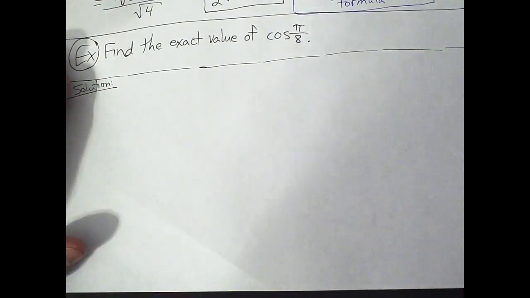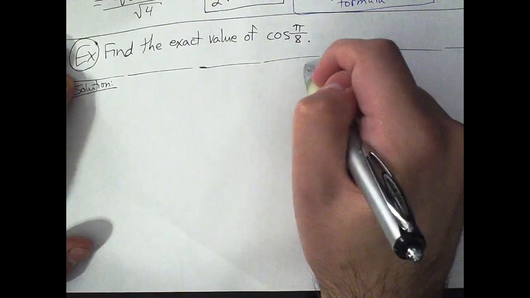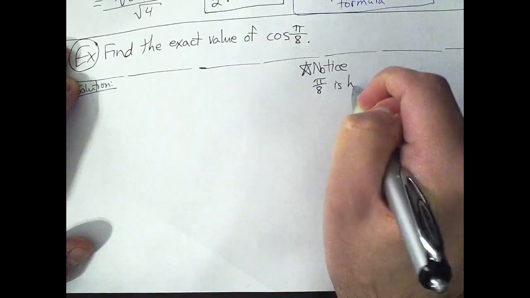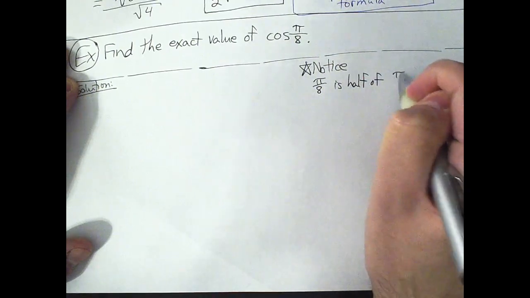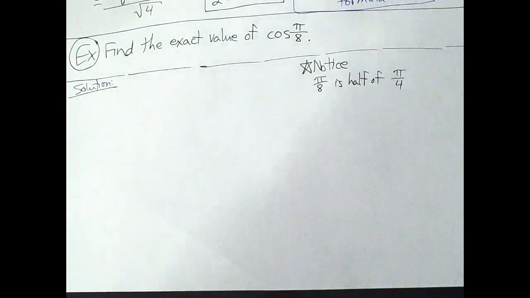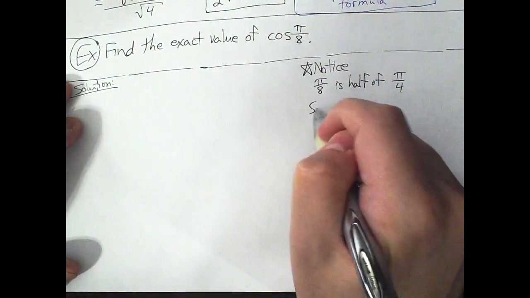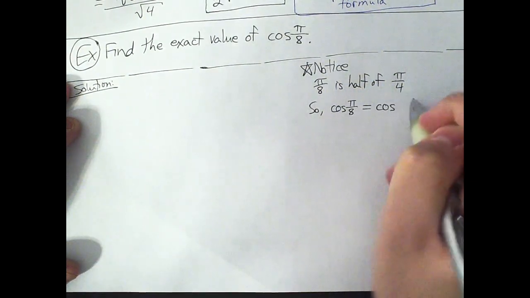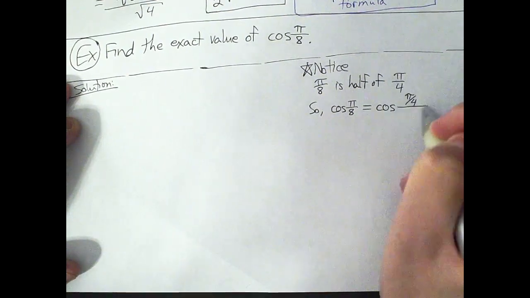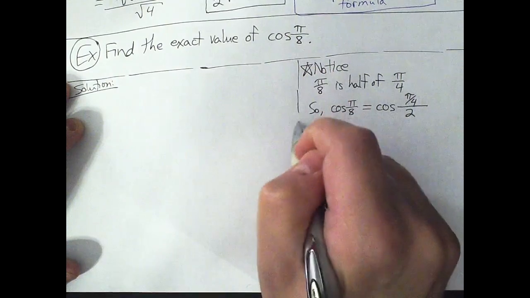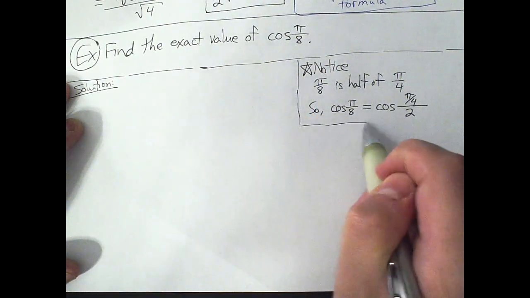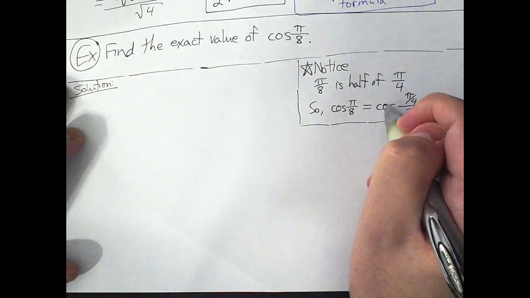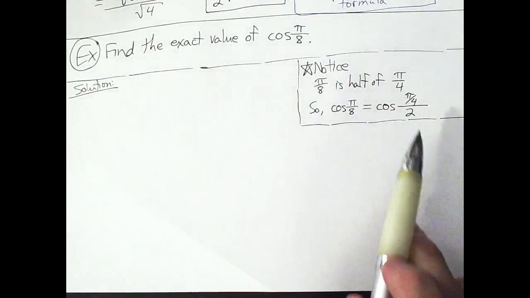All right, so should we write something off to the side? Is there something we notice about pi over 8? Yeah, I think so. Notice pi over 8 is half of pi over 4. And pi over 4 is one of the common angles that we know how to work with. So cosine of pi over 8 is cosine of, you could say, pi over 4 over 2. The identities that we've been saying in this section work whether the problem is in degrees or radians. Either way is fine. So we could do this. We could use half angle formula on this.